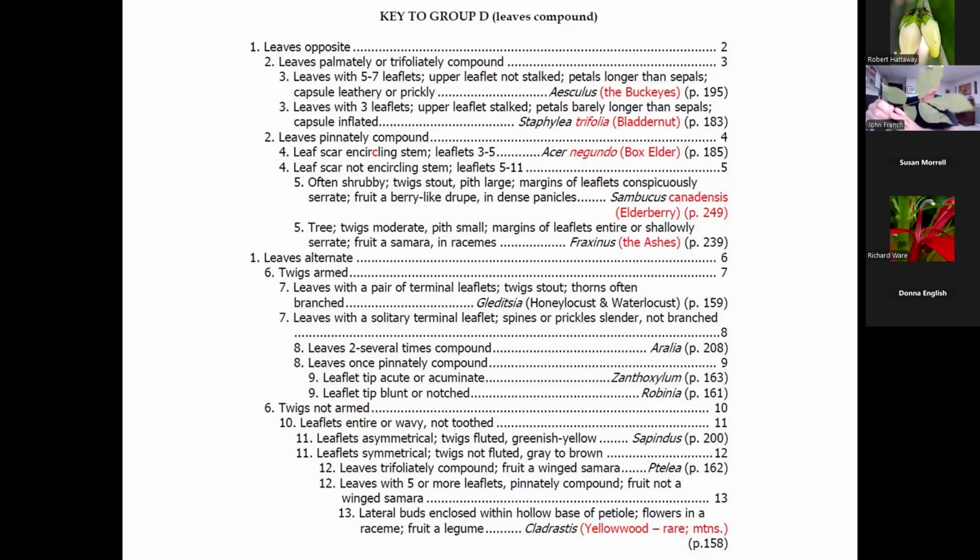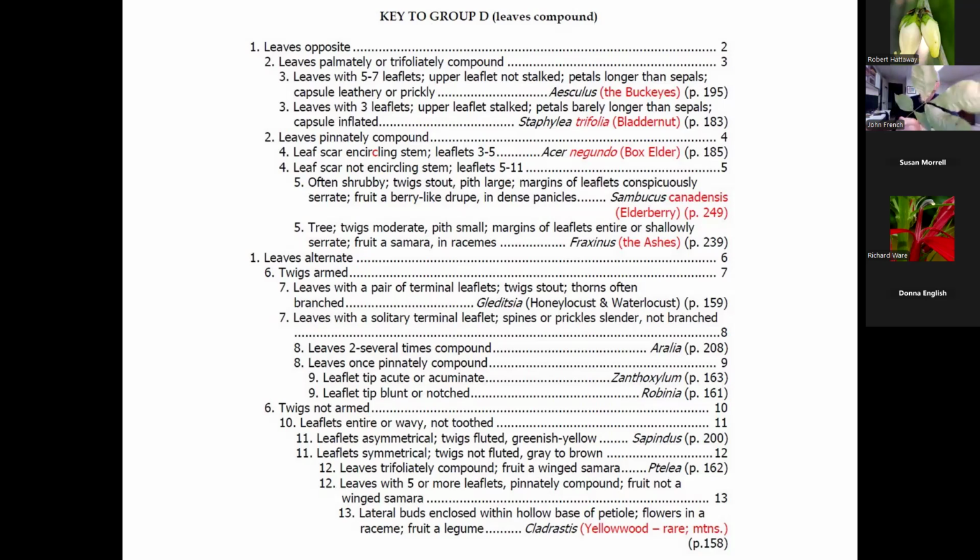Fruit we don't have all the time. Or the second choice, twigs moderate, pith small, margins of leaflets entire or shallowly serrate, fruit ephemeral or in racemes. So we're going to choose number 2, the second choice, and number 5. This is Fraxinus. This is an ash. That's just how a key works. It's very simple, but the choices can be very difficult, right, Bobby?